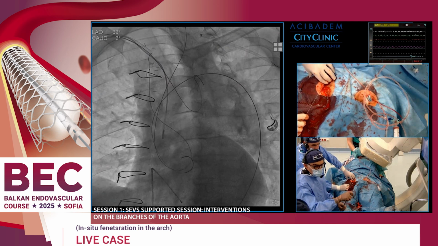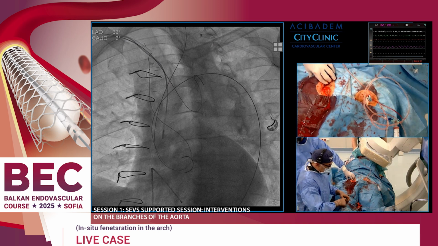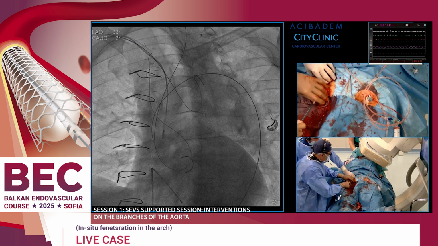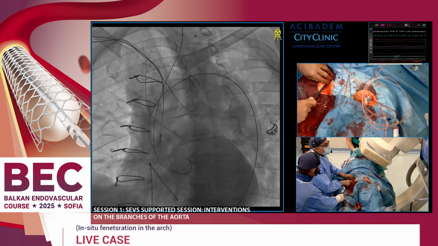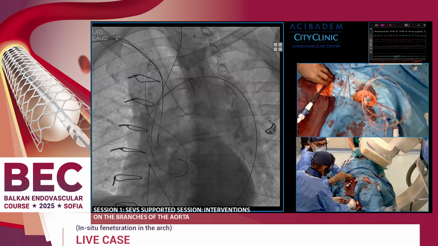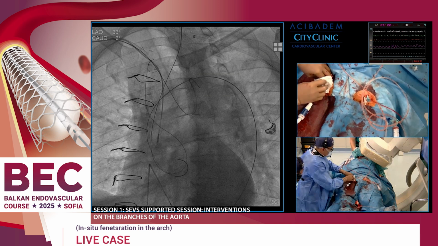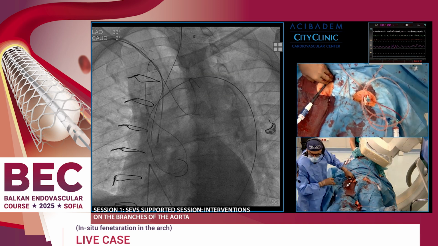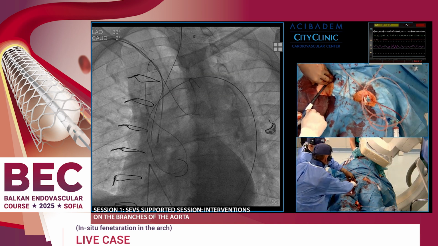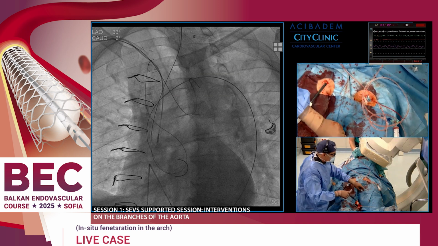Now we have positioned a large sheath before going to sheathless implantation of the Valiant Captivia. So this is a 20 French sheath. Great. It's enough. It's a step up in the French size. Of course, it will be closed by Manta. And we are now preparing the aortic stent graft itself.